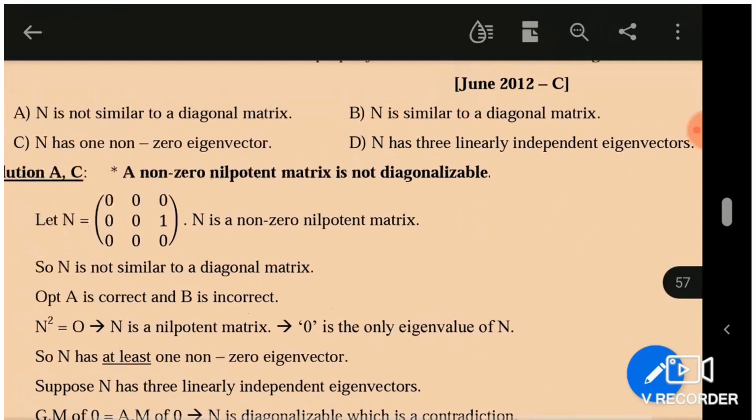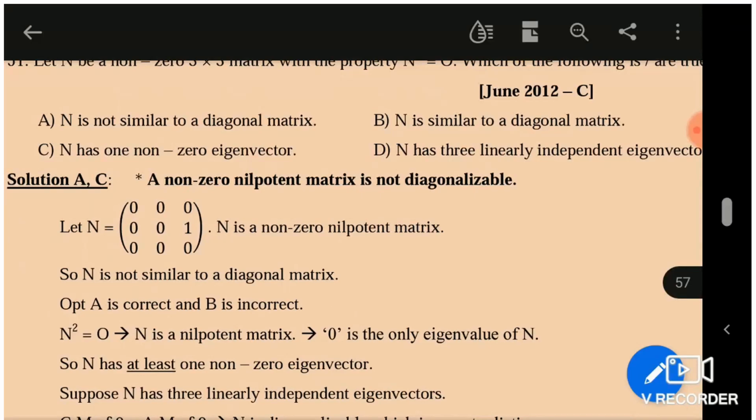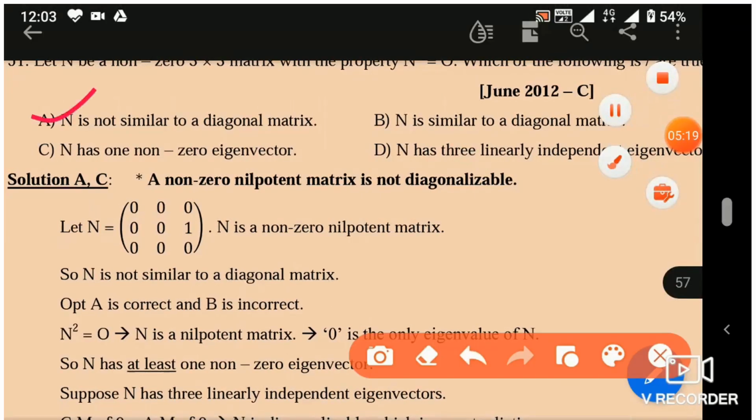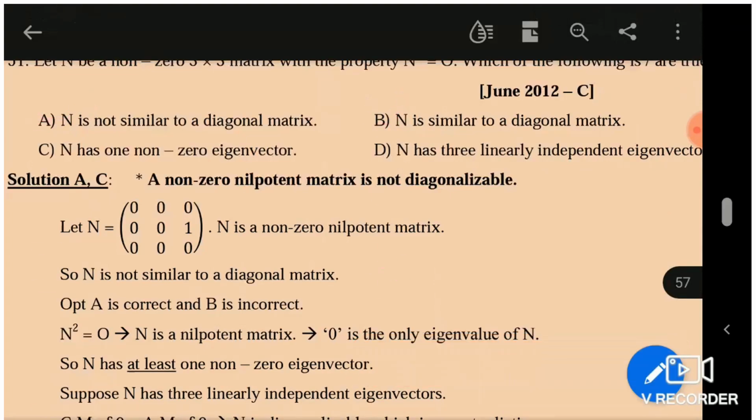So option A is correct, is not similar to a diagonal matrix. This is correct and this is wrong. What about C and D? N has one non-zero eigenvector, N has three linearly independent eigenvectors.